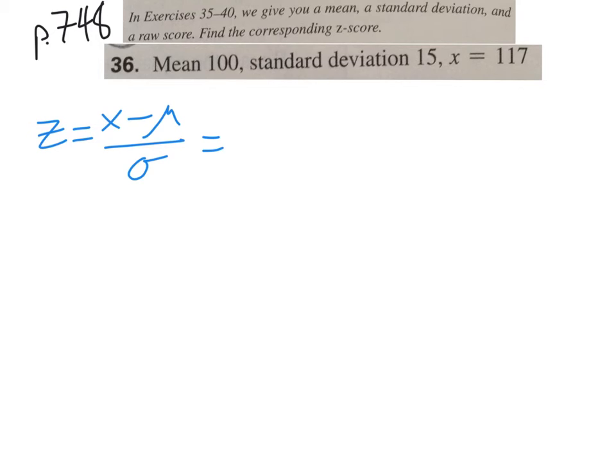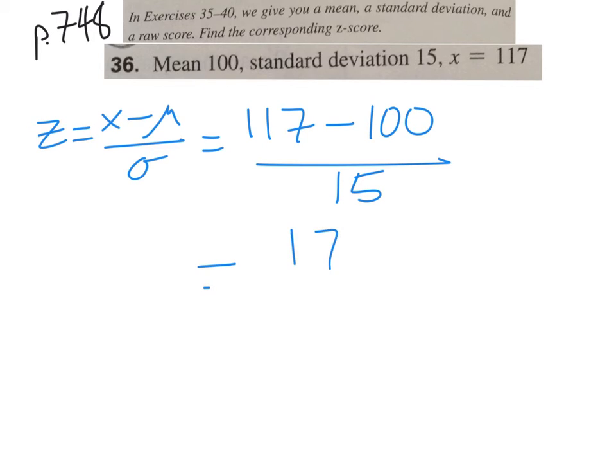So on the same page here, number 36, given a mean, a standard deviation, and a raw score, they want us to turn this into a z-score. Remember, x's are raw scores, data points that stand for something. That's actually pretty easy because this is the formula. They give us a raw score, x is 117, so we plug that in for x, minus mu, our mean, which is 100, and we divide by sigma, our standard deviation, which is 15.